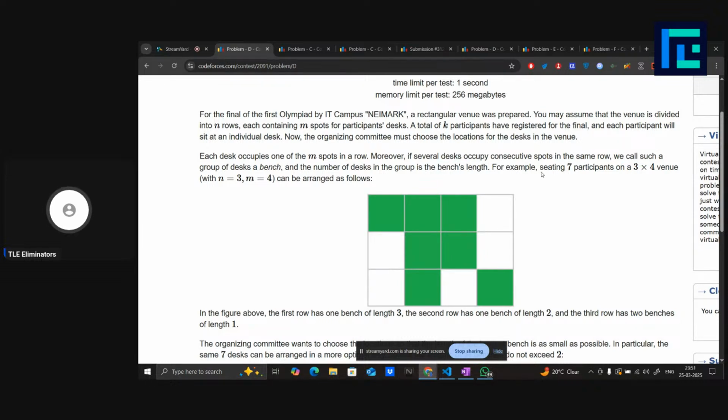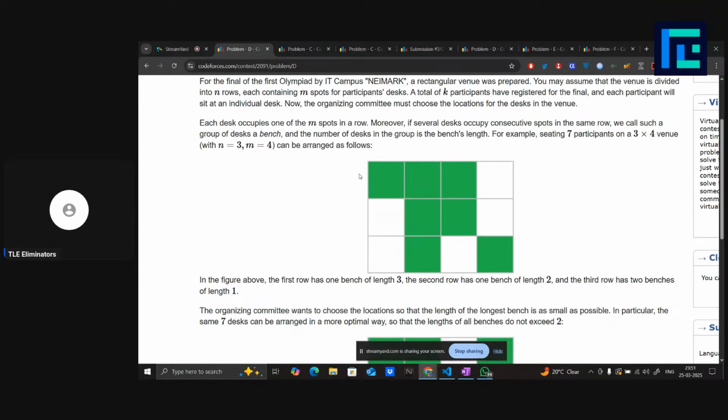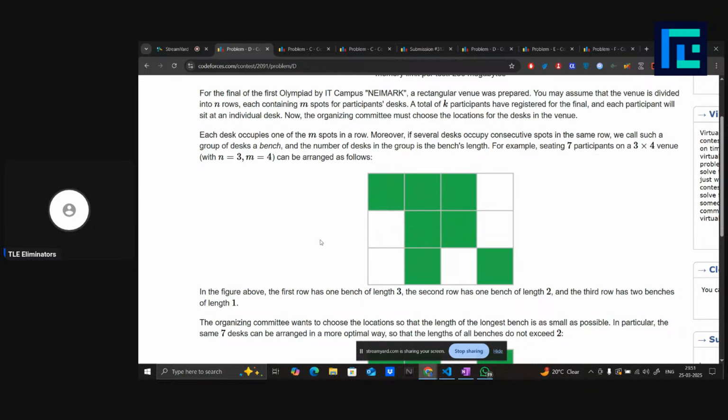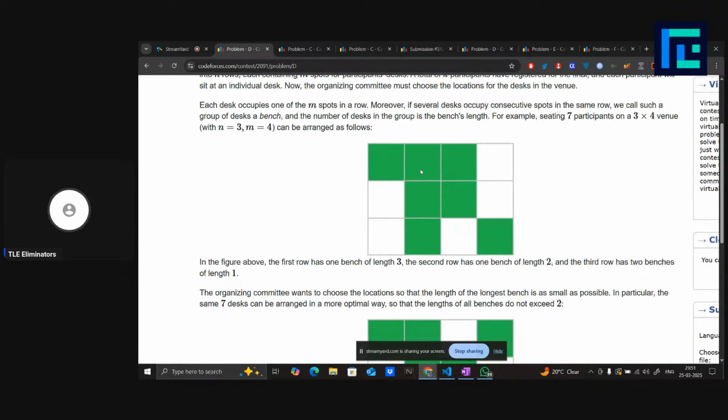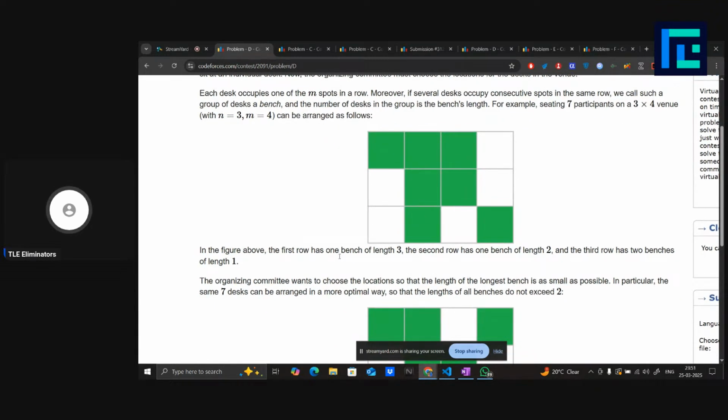For example, seating 7 participants on a 3 by 4 venue can be arranged as follows. Like you have 3 rows and 4 spots in a row, and you can seat 7 participants in this way, like in the green way, right? In the above, the first row has a bench of length 3, the second row has a bench of length 2, and the third row has 2 benches of length 1. So the bench is basically the maximum contiguous portion.